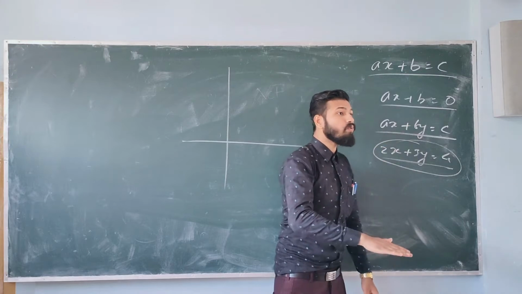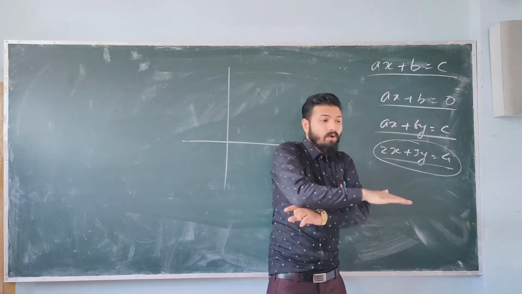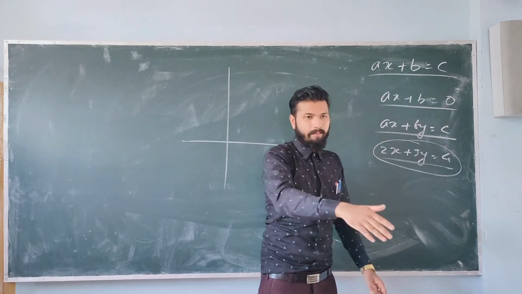Inclined means how much of a rise there is. Not clear what I'm saying? How much of a rise there is. I already demonstrated the example.